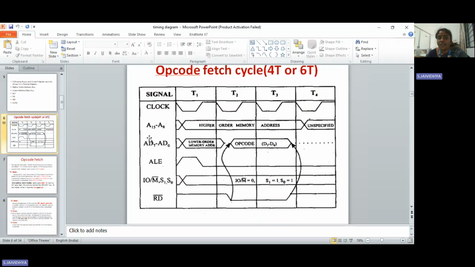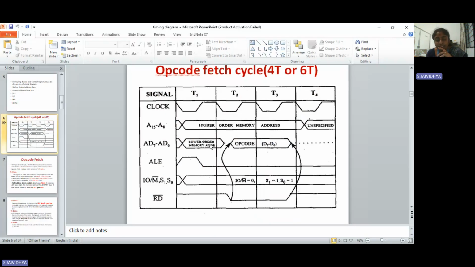Next, the higher order address lines are given, that is A8 to A15. It starts from T state 1 and it ends after T state 3. The next one is the lower order address bus, which is the combination of address lines and data lines, 0 to 7. At the start, both are multiplexed, and this is executed with the help of the address latch enable signal. After the address latch enable signal is enabled, the address bus and the data bus get detached.